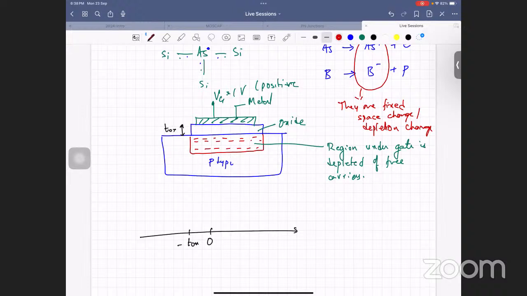So now, if I draw the space charge profile, there will be a negative charge in the semiconductor. This is my width of the depletion region. On this side, I have a positive charge. This is the interface. Agreed? So this is how the charge will look.